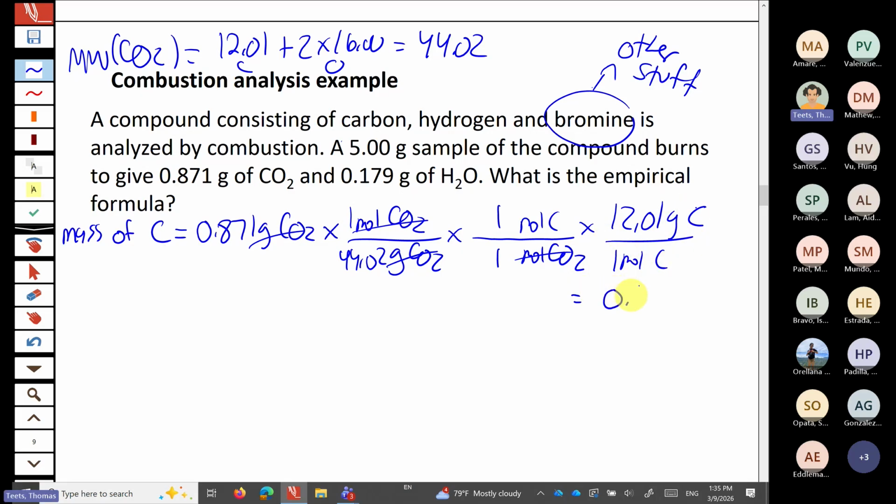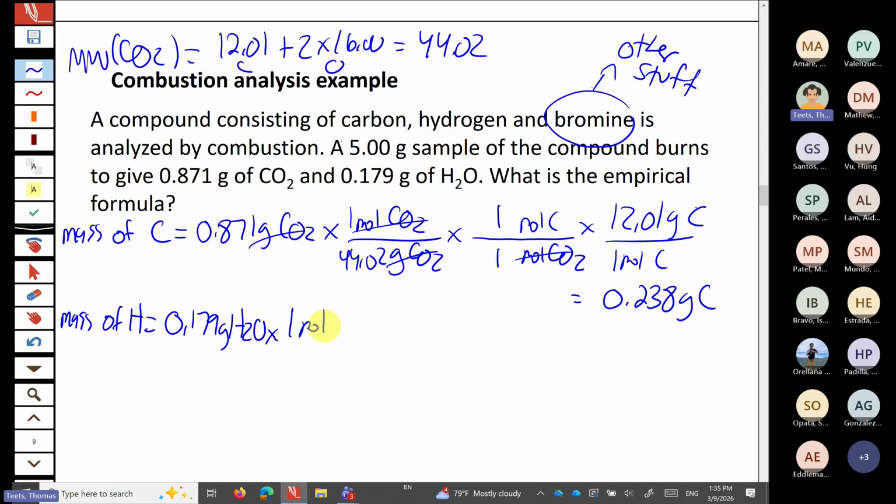So we have 0.238 grams of carbon. So 0.871 grams of CO2, 0.238 grams of that is carbon. We're going to do the same thing to find the mass of hydrogen. The combustion reaction produced 0.179 grams of H2O, water.